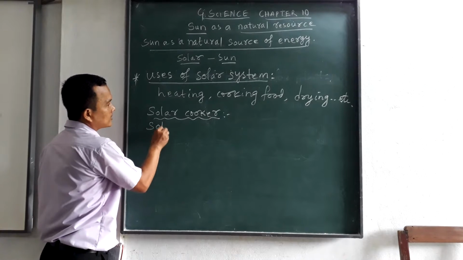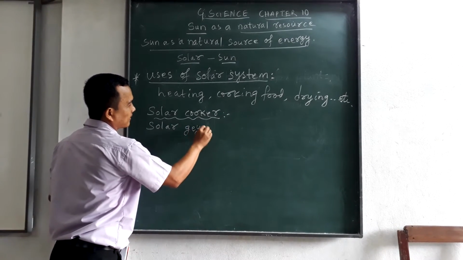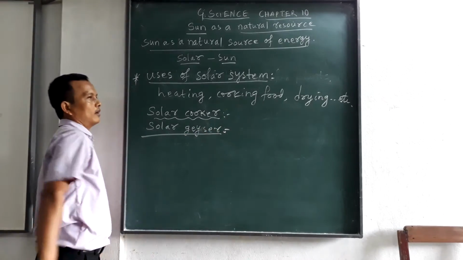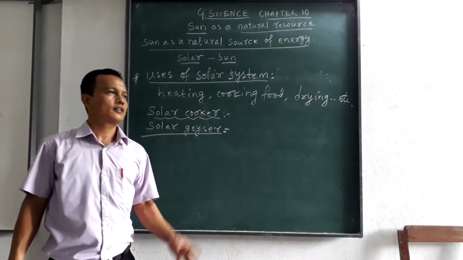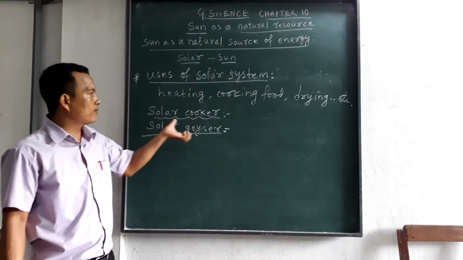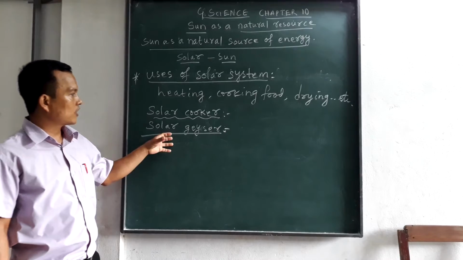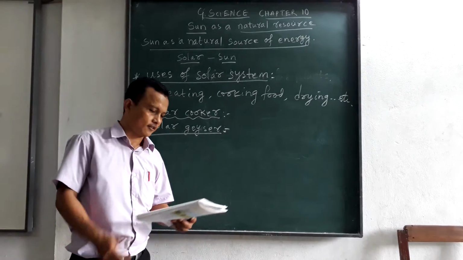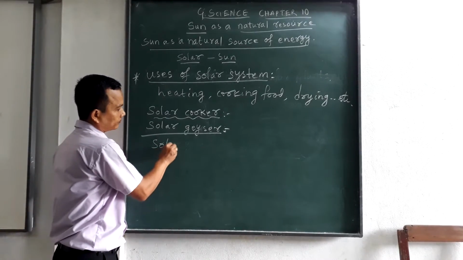And the solar geyser. We all know what a geyser is. A solar geyser is used for heating water in our bathroom especially. It is very helpful, during winter especially. We warm the water, and with that warm water we can take a bath easily, even during cold seasons. That is one point.